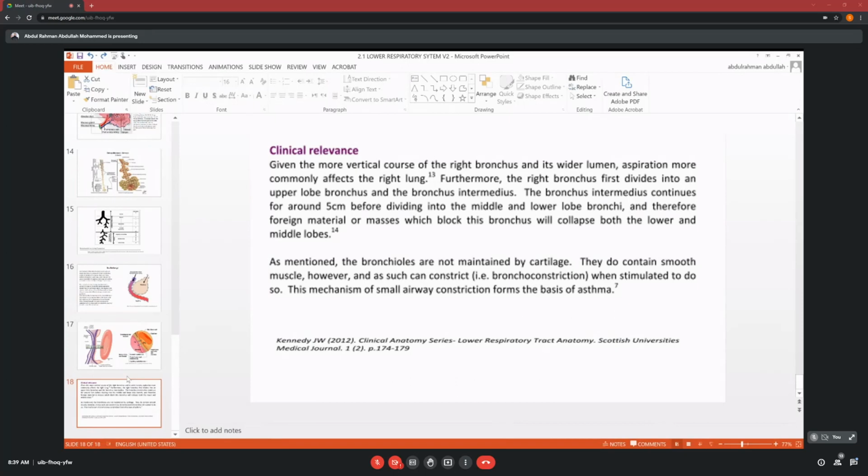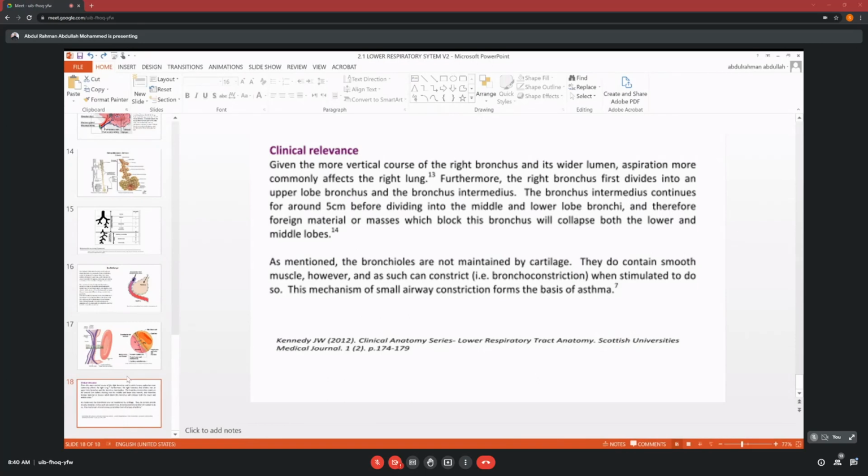What is the consequence of this? The importance is that whenever there is a foreign material engulfed by the mouth, or masses, they will collapse the middle and lower lobe. Yeah, so when we talk about the middle and lower lobe, we talk about below the horizontal fissure. So if there is a mass, or a foreign material found below the horizontal fissure, definitely it should be the right lung, because there is no horizontal fissure in the left lung.